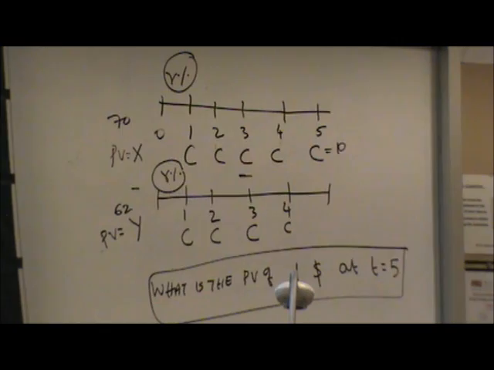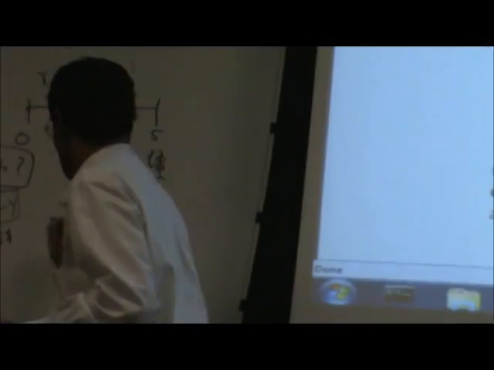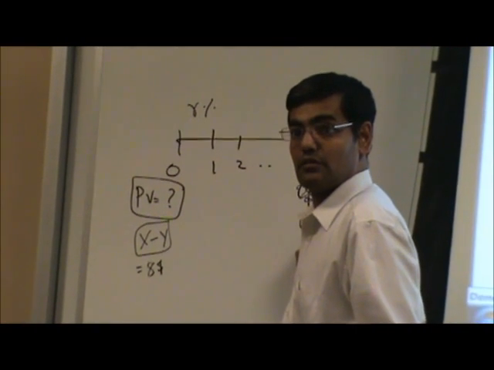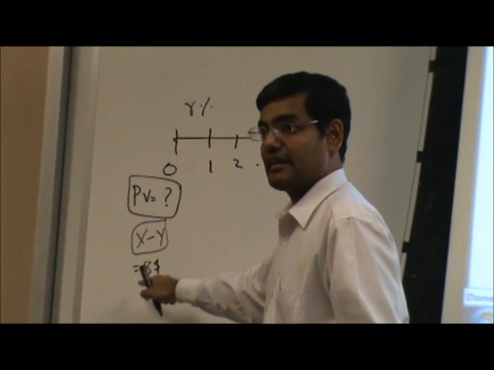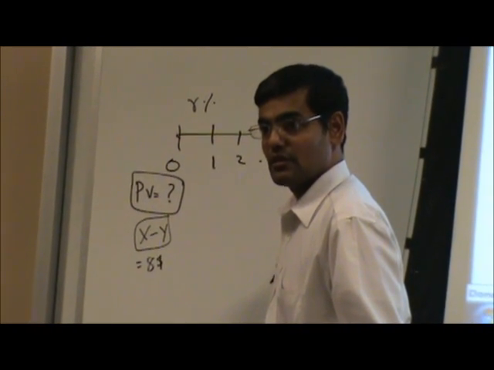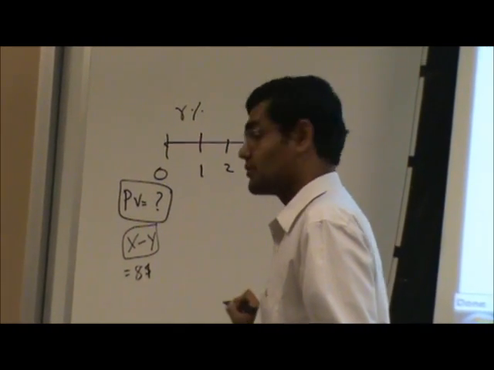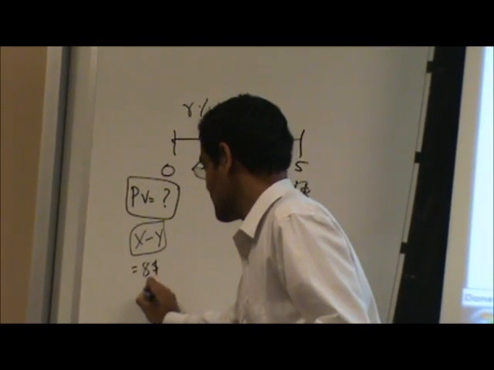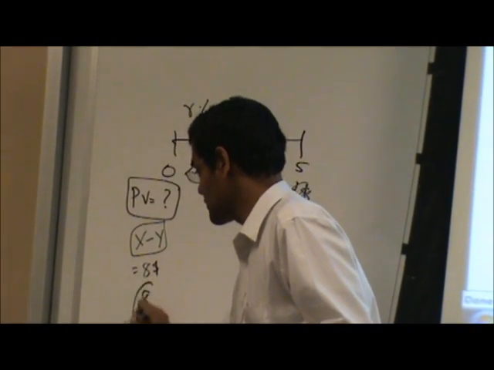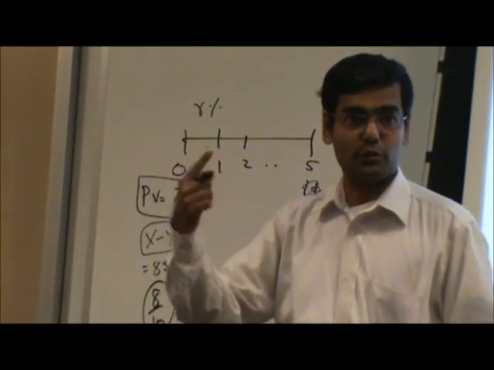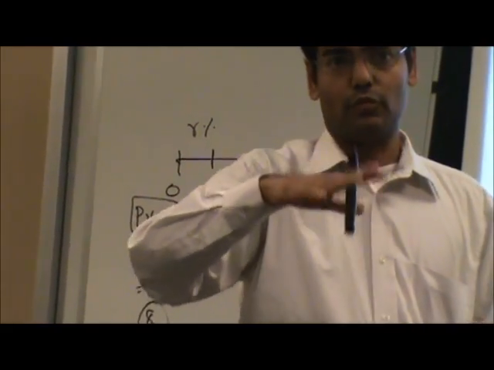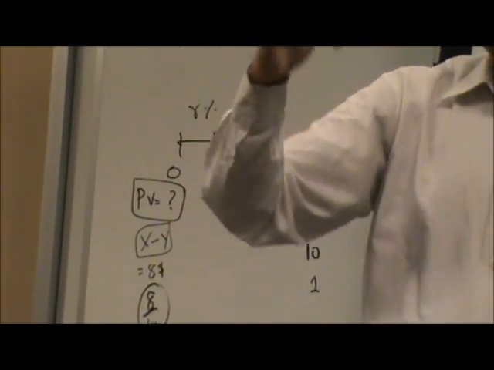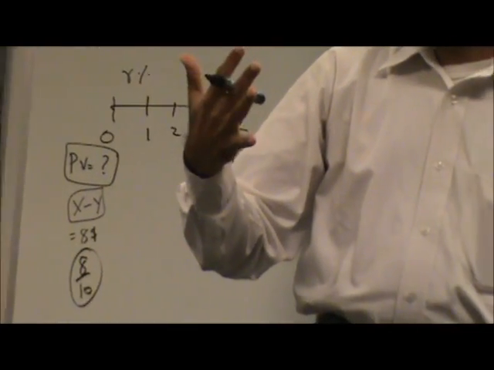70 minus 62, which equals $8, is the present value for a cash flow of $10. So if the present value is $8 when the single cash flow is $10, what is the present value if it is a single dollar? 8 divided by 10. Proportion, right? Because cash flows are scalable. The present value for $1, you just scale it up by C dollars, and that will give the present value for C dollars. That's the way it works.